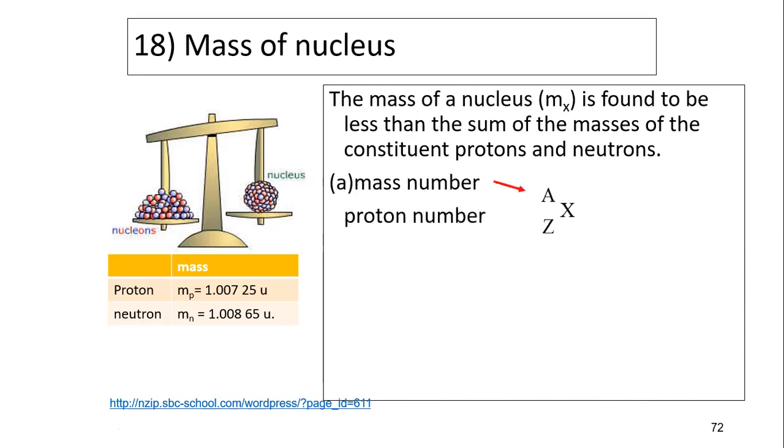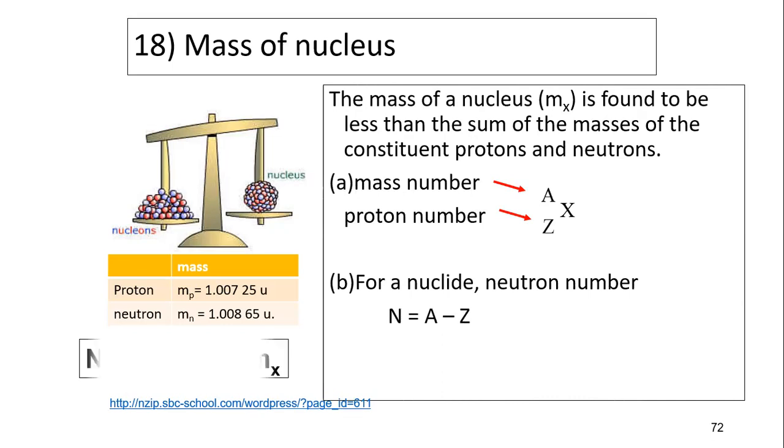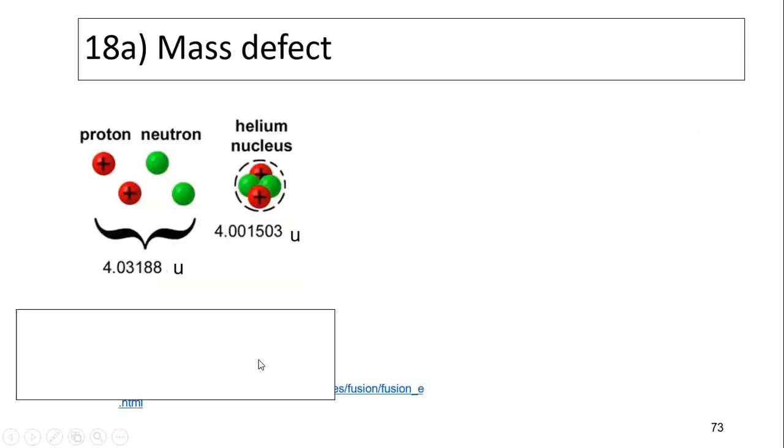A is the mass number, Z is the proton number. For a nuclide, the neutron number is just A minus Z. We are just repeating. So we can summarize that. This is the total mass of the nucleons: number of neutrons times mass of neutron, plus number of protons times mass of proton, is greater than the mass of the nucleus. That's the total mass of the proton and neutron together. Here, that's the mass of the nucleus.